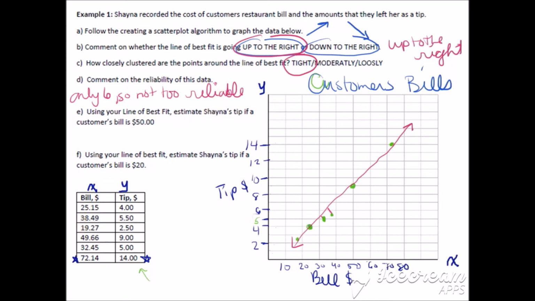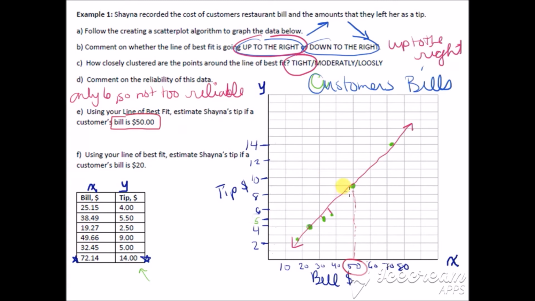Using your line of best fit, estimate Shayna's tip if a customer's bill is $50. So how would we do that? I'm going to go red. If the bill is $50, we're going to look on the x-axis and locate $50. And we're going to follow this up until it hits the line of best fit.